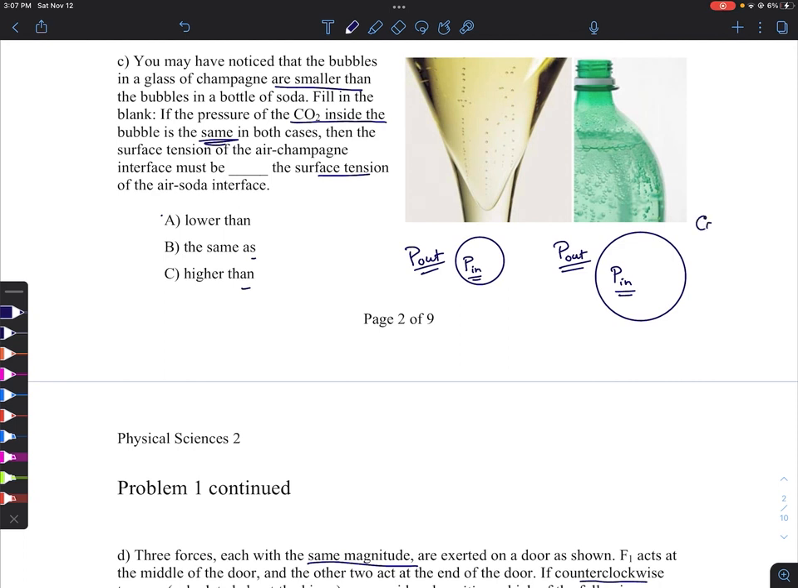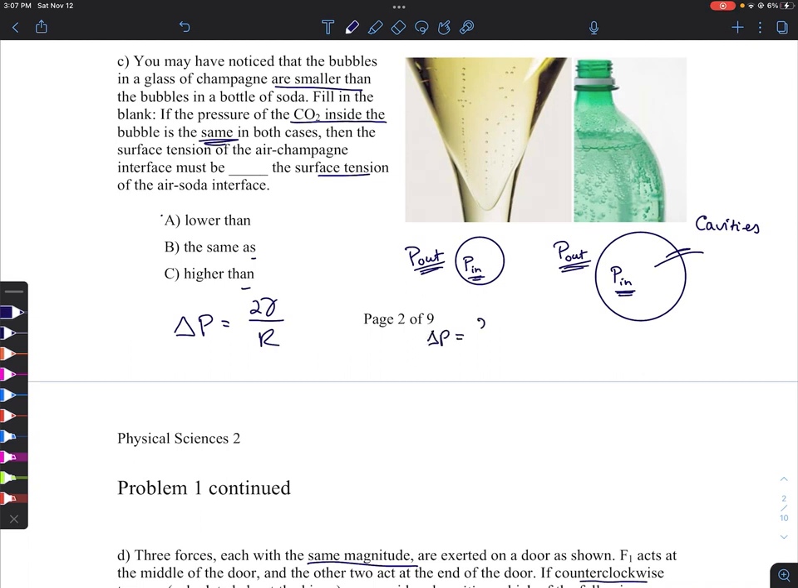Now, these aren't really bubbles, these are cavities, because when you go from the inside of the bubble to the outside, you only pass through one interface. You go from carbon dioxide to liquid. So it's a cavity. And we know for a cavity that the pressure difference across the curved interface is equal to 2 gamma over the radius of the cavity. So in both cases, P out and P in are the same. So both bubbles have the same delta P.